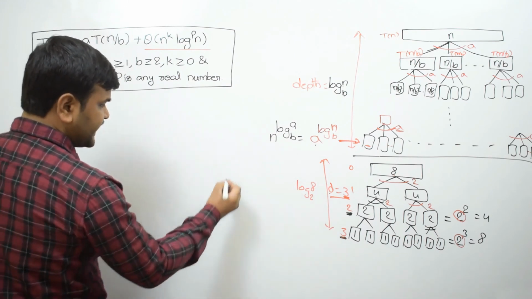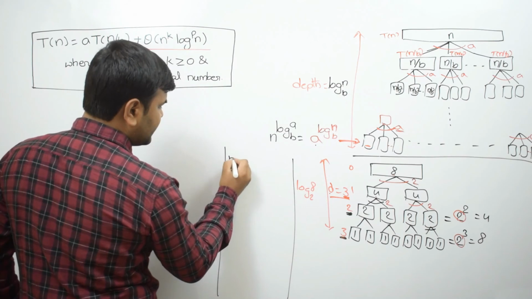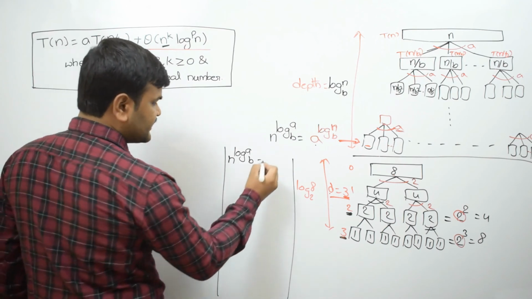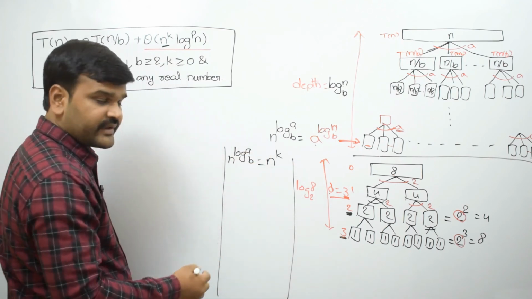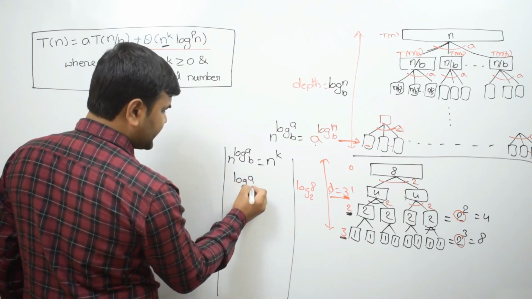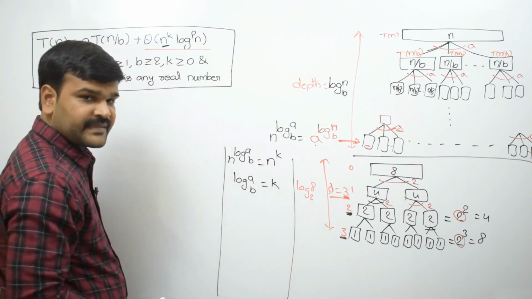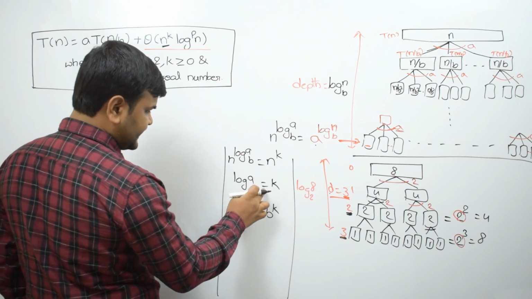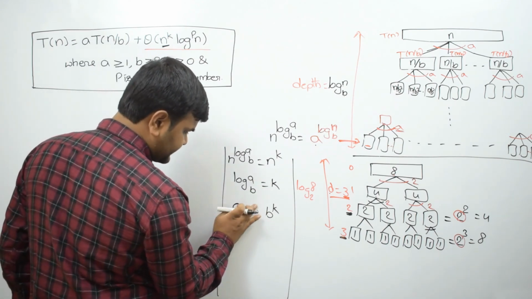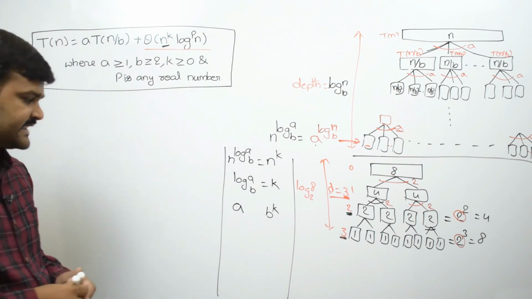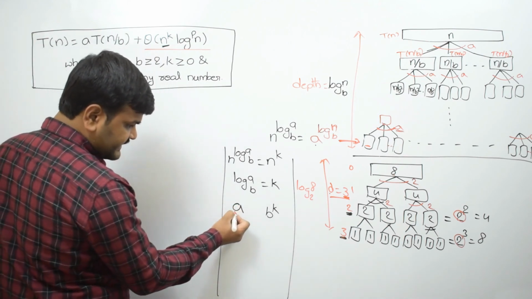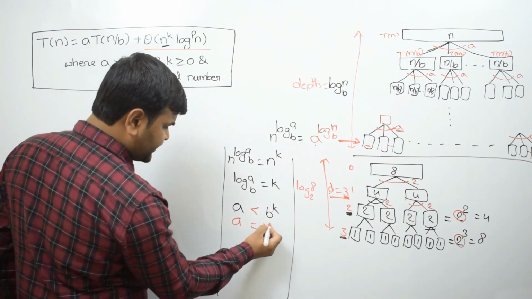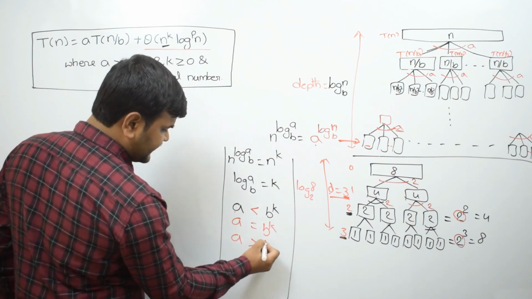Okay, now if you take that one, n power log A base B equal to this only we are going to take directly. So that is n power K. So we are going to take directly power log A base B equal to K. So this you can write as A equal to B power K. Though we have written equal here, actually this is not equal. Okay, now the discussion is, this A may be less than B power K, or A equal to B power K, or A greater than B power K.